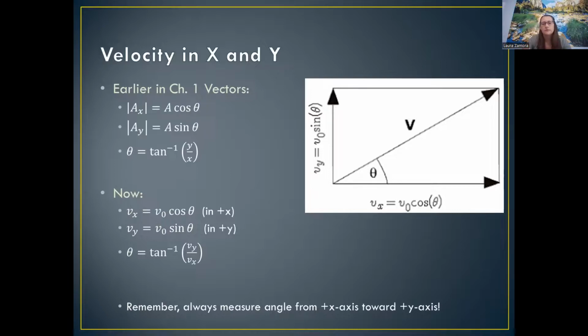I have a question. Yes. What is the n plus x or the n plus y? Is that where you put your numbers? No, this just says this equation is in the positive x direction and this equation is in the positive y direction. Okay.